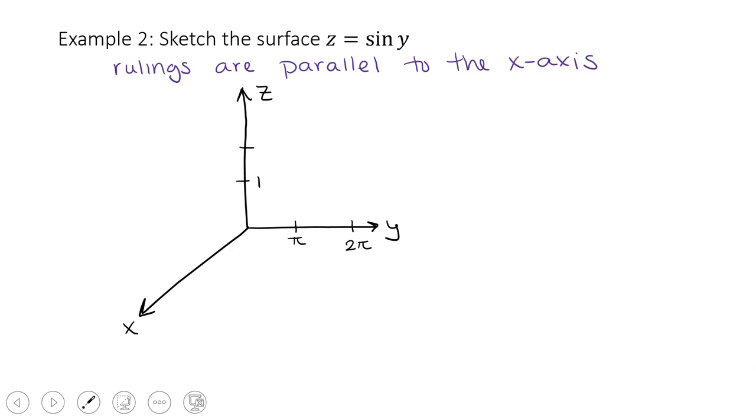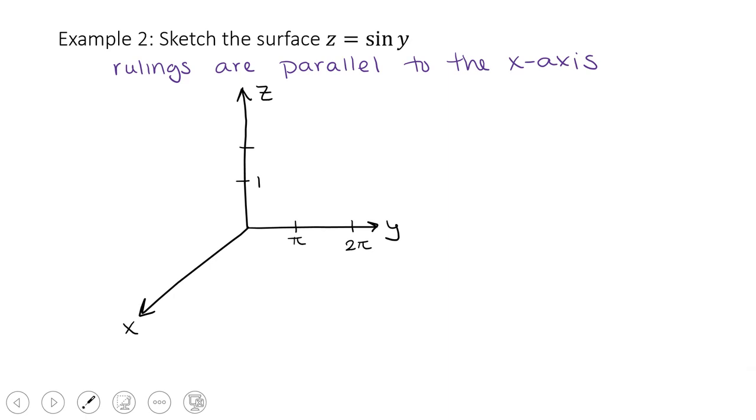Okay, so I am going to start by just sketching the graph of z equals sine of y, just in the yz plane. And so I put some tick marks on my graph paper. Since it's sine of y, the y-axis represents the angles. So I put pi and 2 pi as my tick marks. And then the z-axis is the outputs.